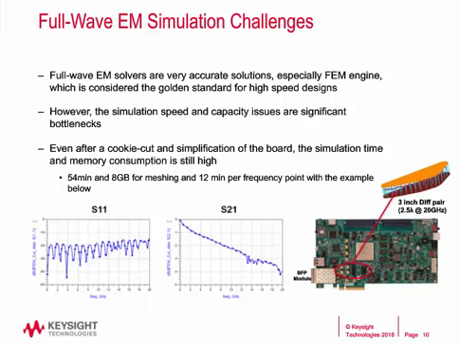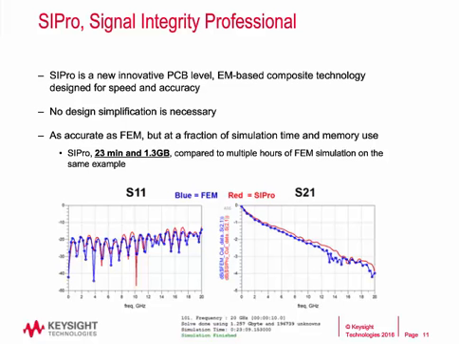That is why we developed a new innovative PCB level tool, SIPro, for speed and accuracy. With SIPro, no design simplification is necessary. It is as accurate as FEM, but at a fraction of simulation time and memory use. With the same example, SIPro only took 23 minutes and used 1.3 gigabytes of memory to complete the simulation. The result agrees very well with that of FEM.